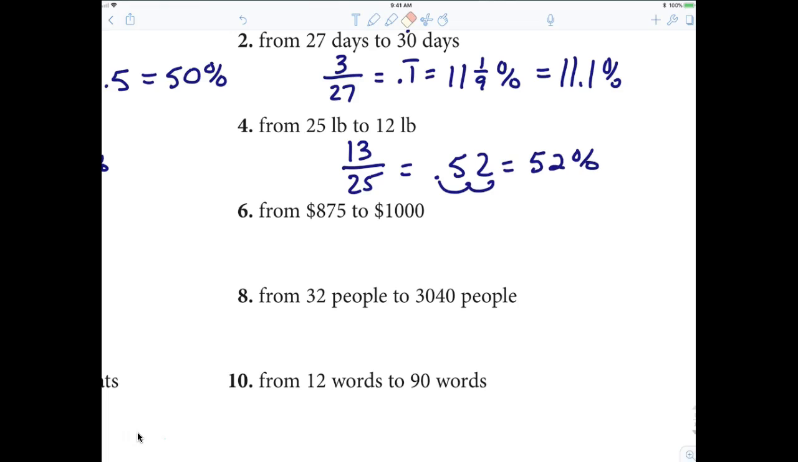Now, do problem 5 right now. And I want 5 done before I do it. All right?